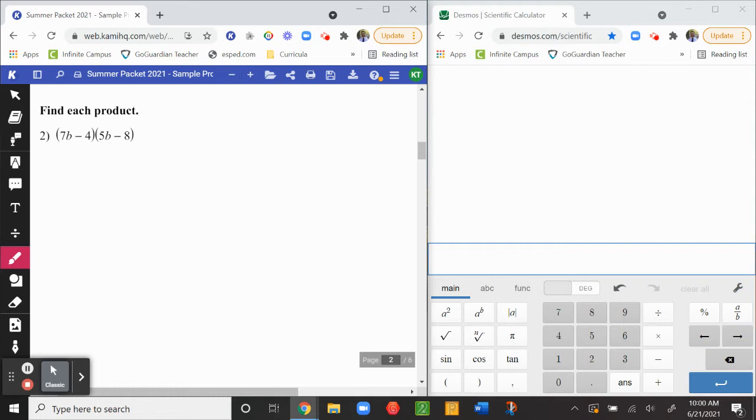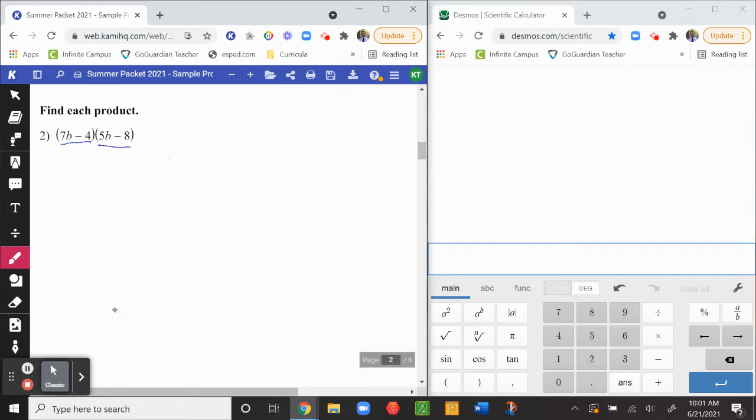Type number 2, find each product. In this type of problem, you're going to be multiplying binomials. We may have remembered this as box multiplication. So my problem is parentheses 7b minus 4, close parentheses, parentheses 5b minus 8, close parentheses. What I've got here are two polynomial factors. So my first factor is being multiplied by my second factor. I'm trying to find the product. What is the simplified result of these two things being multiplied together?